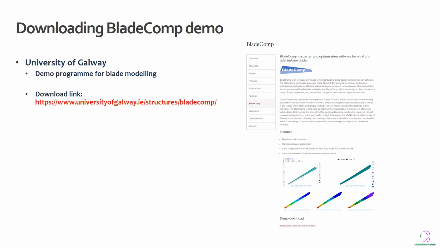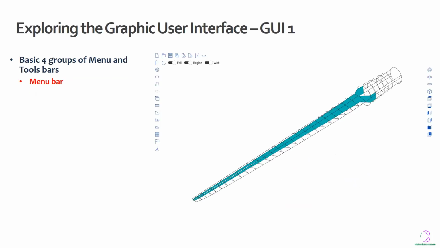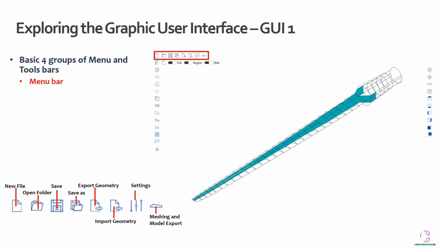You can see that after modeling your blade, you'll be able to use it in different applications. There are basically four groups of menus and toolbars. You have the menu bar, which is the first one. Under the menu bar, you have new file, open folder, save, save as, settings, as well as meshing, model, and export.